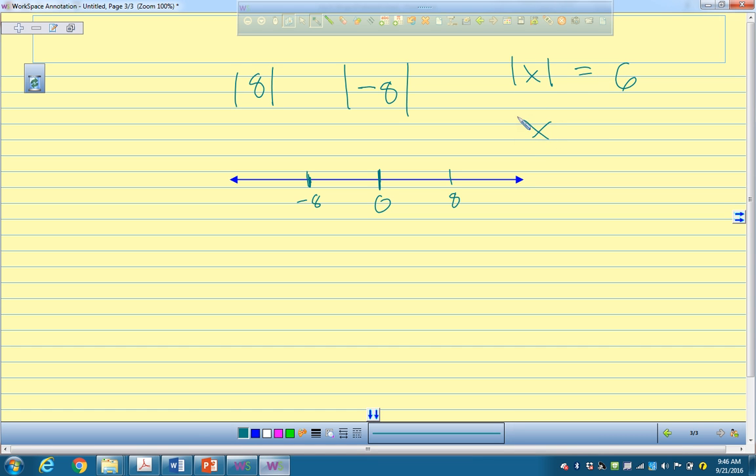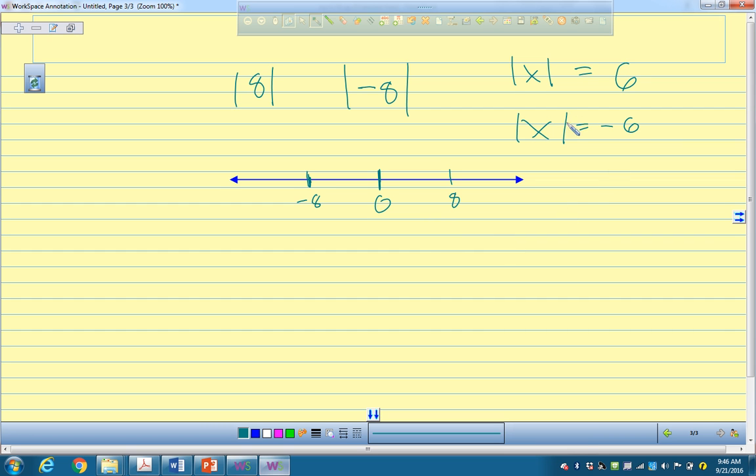What if I had something like this? What does that mean? So if I had an equation like this, what would be the answer? What would the answer be to that? If I see something like this, which you may, what would you say? Is there an answer to that?